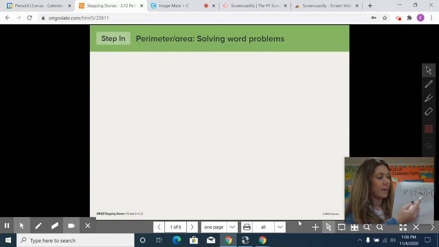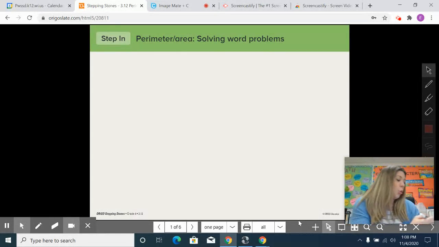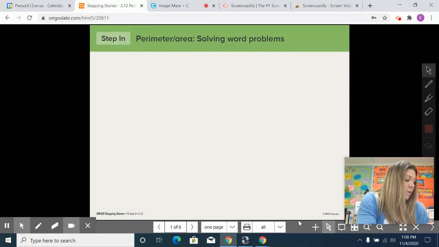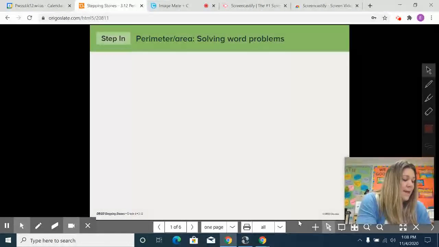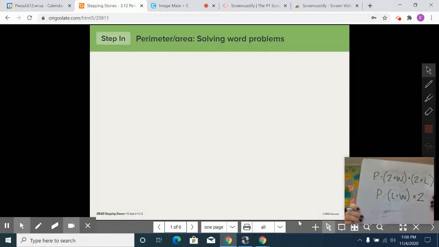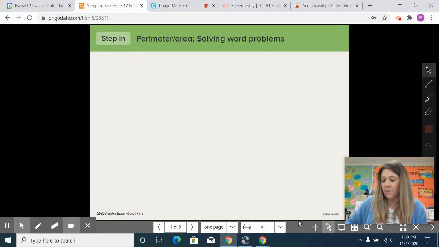2 times the width and 2 times the length, because you have 2 lengths and 2 widths. So you would need to multiply that and then add those totals together. Or you can take the length and the width, add those together, and then multiply it by 2, right? Because you would have 2 lengths and widths added together. So the perimeter goes all the way around. You're adding up all those sides.